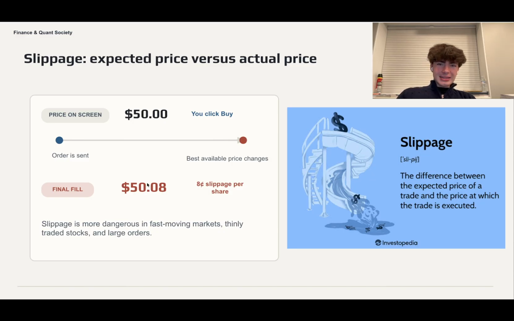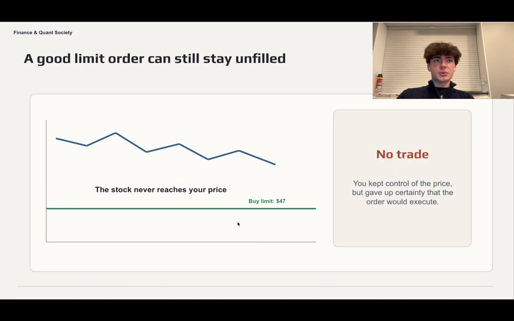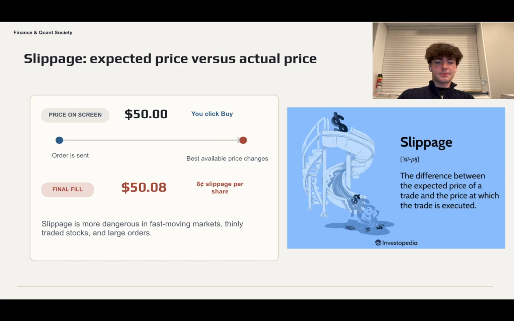Now, 8 cents might not sound like a lot, but imagine if you're trading 1,000 shares. That's $80. Then 10,000 shares, $800, and 100,000 shares, $8,000. It adds up extremely quickly. So that's the key idea.